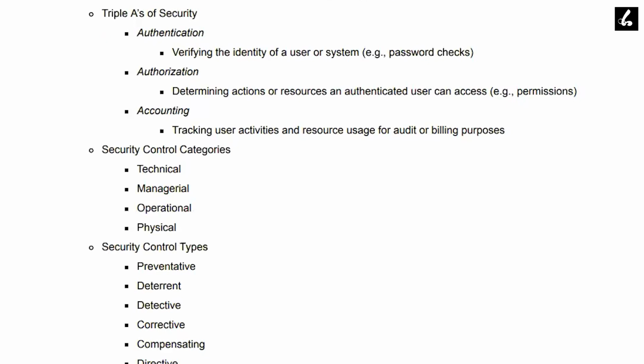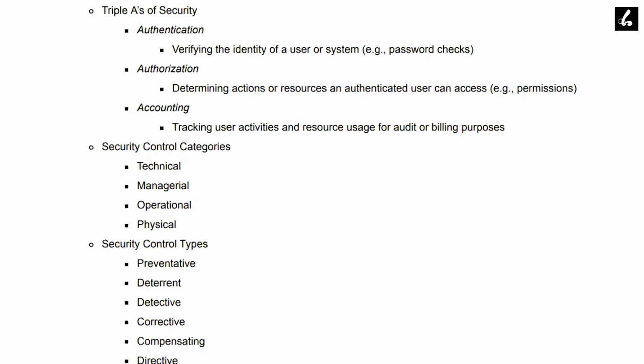Then we have security control categories, so you can read that: technical, managerial, operational, physical. Then we have control types. What are the security control types? They can be preventive, deterrent, detective, corrective, compensative, and directive. This in detail we will learn later.